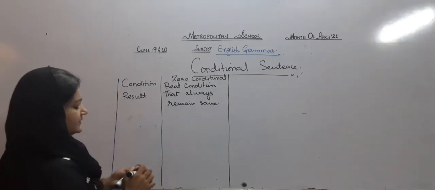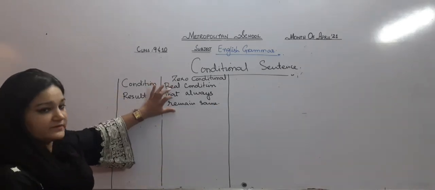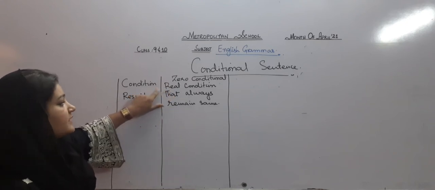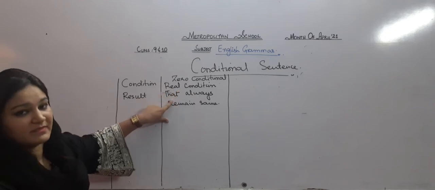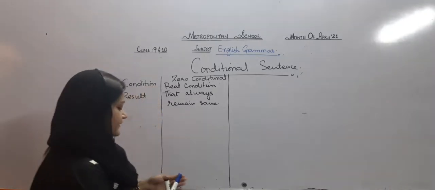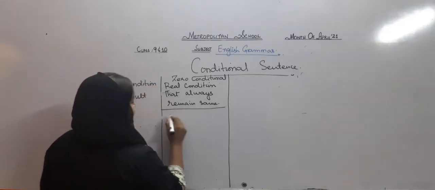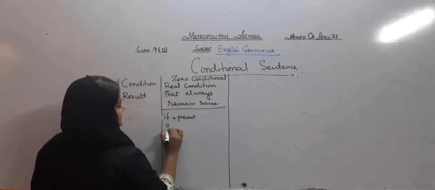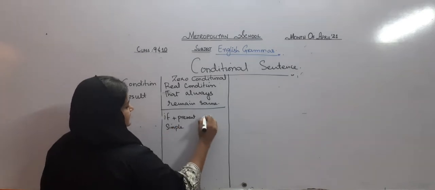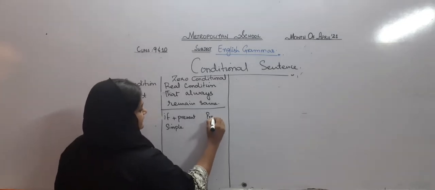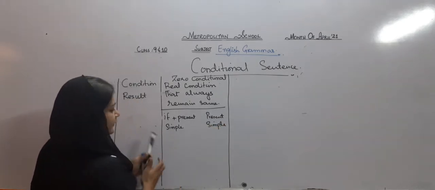In a zero conditional there are 2 parts of a sentence. First one is a condition, second is a result. In the condition there should be a real condition and the result always remains the same. So I am going to tell you the structure or formula, so you will understand how to make a conditional sentence. First, the if clause: if plus present simple. This is all about the condition. Second part: present simple.